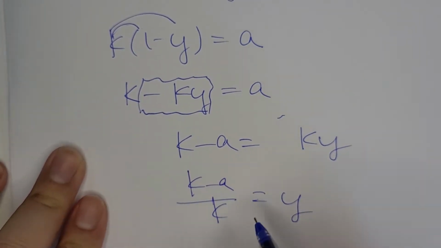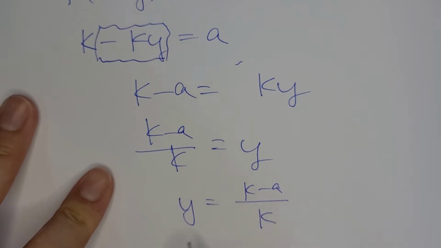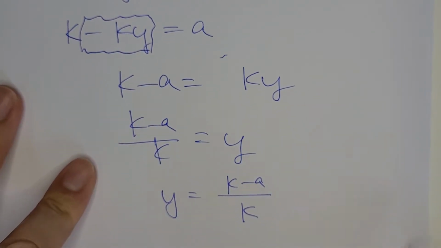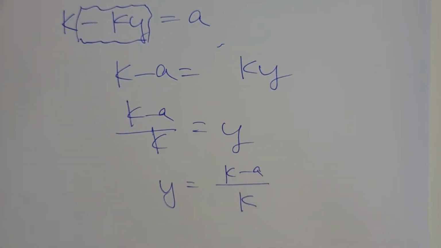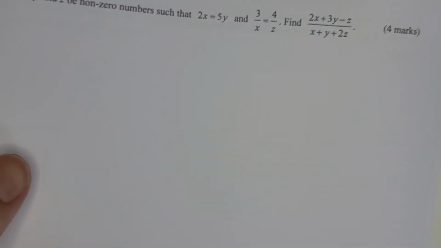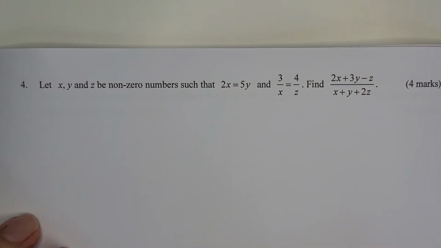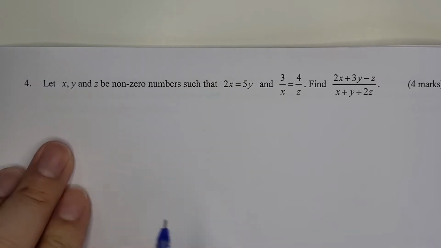That is your answer already, but some of you may try to write down y equals k minus a over k. Writing the subject on the left hand side is also okay. So that is the solution of question number 3. And go to question number 4. Okay, question number 4, that's the question about the ratio.